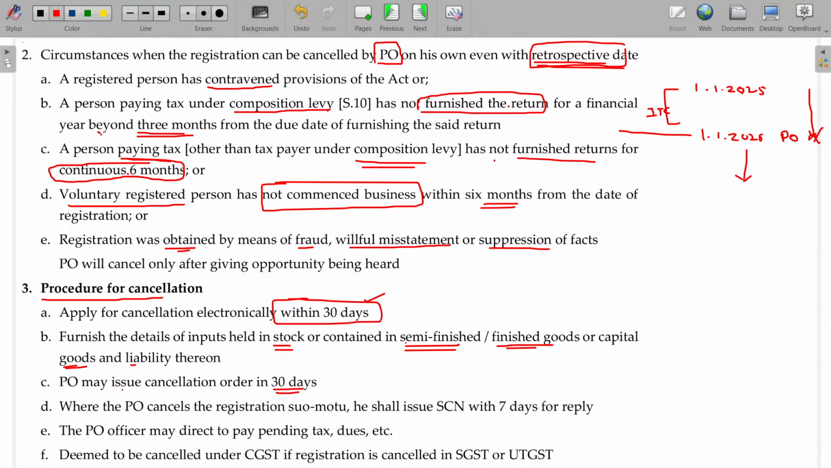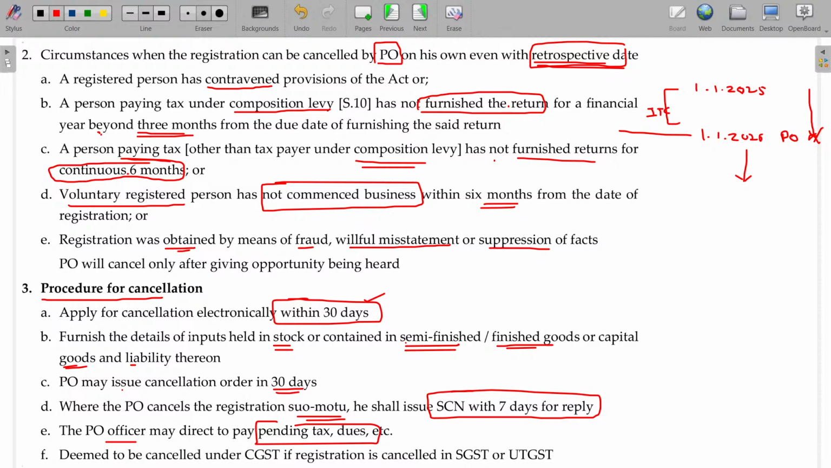Where the PO cancels registration suo moto, he shall issue a show cause notice with 7 days for reply. Suo moto. If the PO himself cancels, then he will give the show cause notice also. You have to give the explanation why it should not be cancelled. And the proper officer may direct you to pay pending tax and dues, if any, before the cancellation. Up to the cancellation, whatever tax liability is there, he has to pay. And if the cancellation is done for SGST and UTGST, automatically CGST is also cancelled.